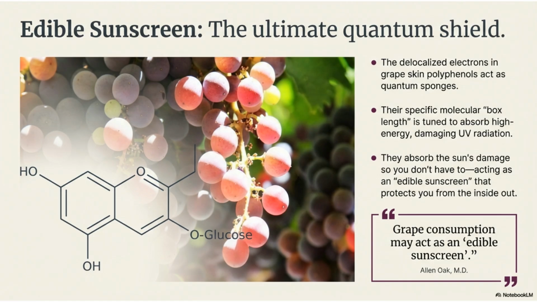Grape-skin polyphenols, acting as an "edible sunscreen," are the ultimate quantum shield. Their molecular box length is tuned to absorb high-energy, damaging UV radiation, protecting you from the inside out.